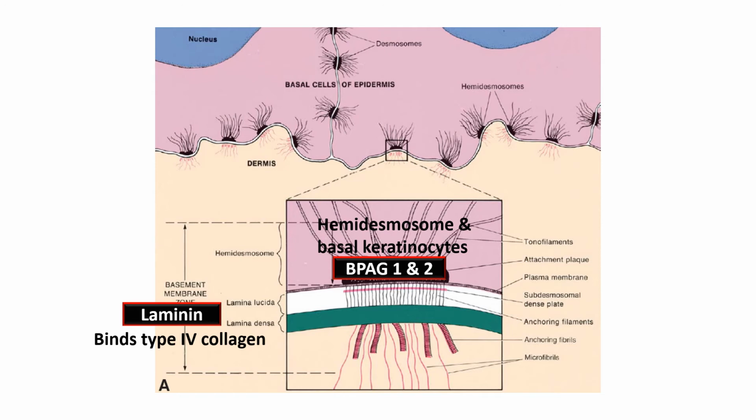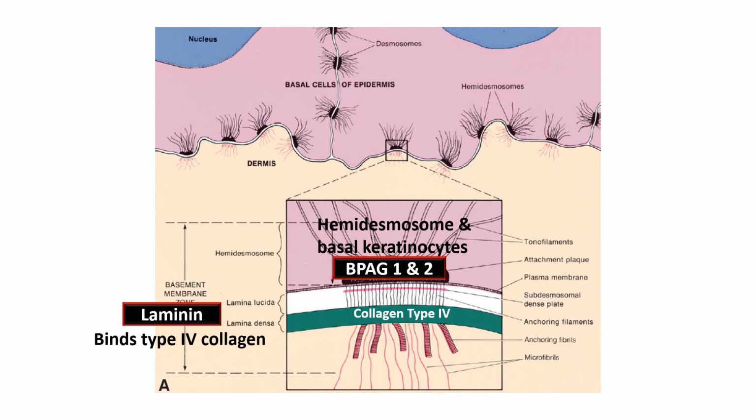Then there are type 4 collagen. This type 4 collagen is concentrated in the lamina densa. This lamina densa is the most superficial component of the complex network of the collagen of the dermis, and it is also important in the dermal epidermal attachment.